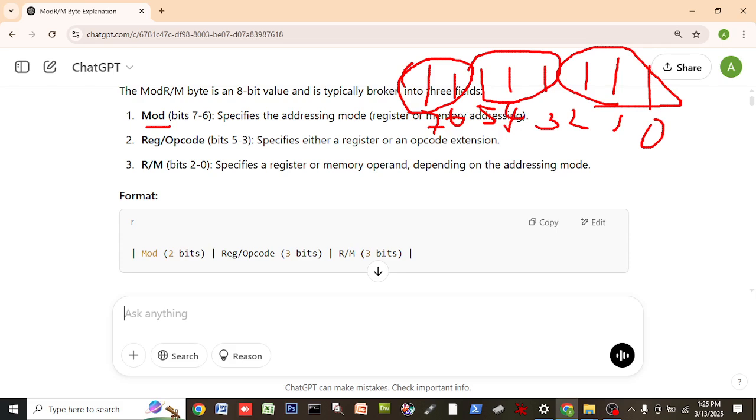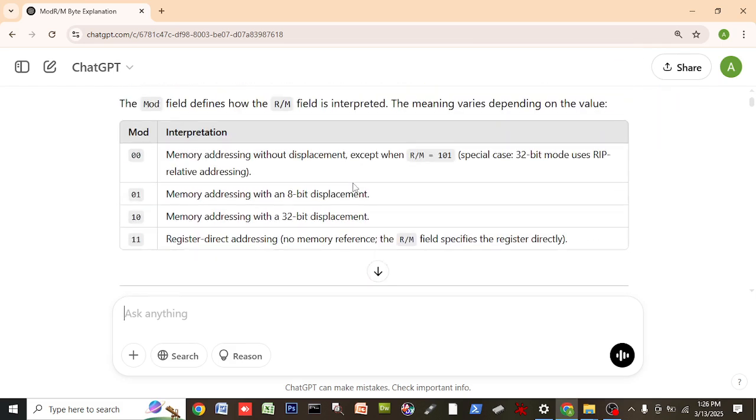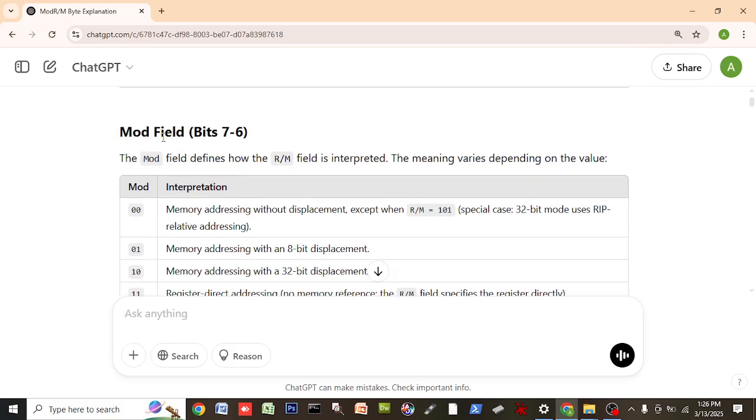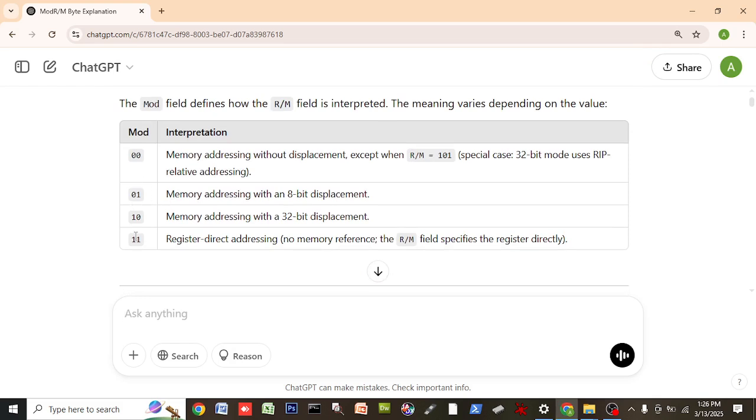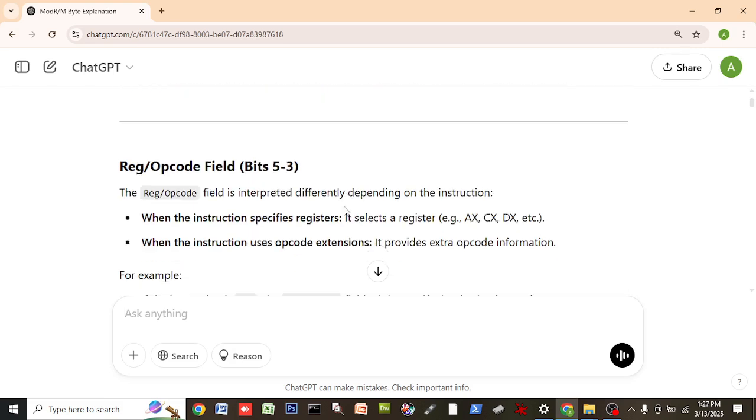So remember that. In the mod field, bits 7 to 6, the values are 00, 01, 10, 11. 00 is memory addressing without displacement. If memory addressing with an 8-bit displacement, it should start with 01. With a 32-bit displacement, it should be 10. And register direct should be 11. So that is the mod.